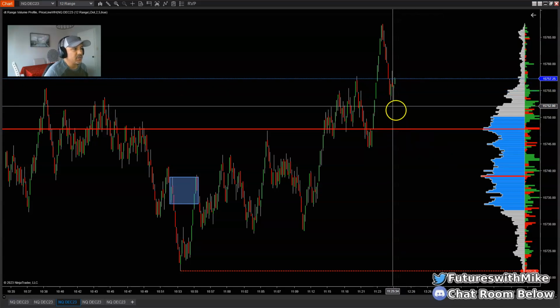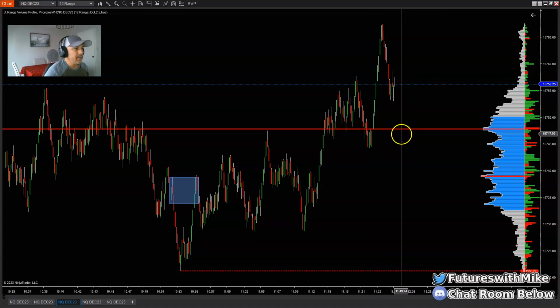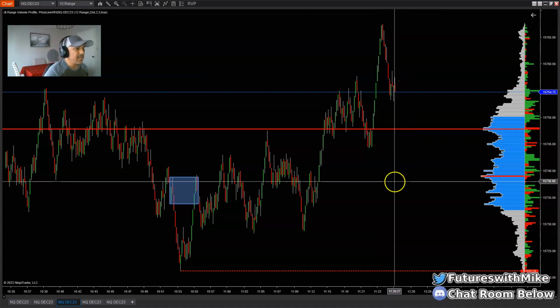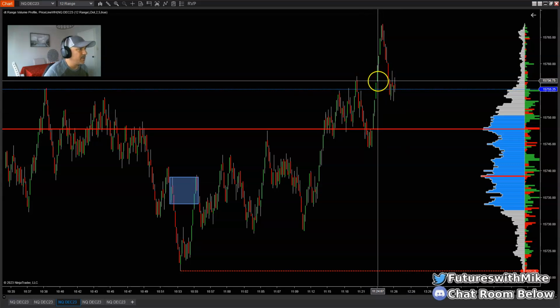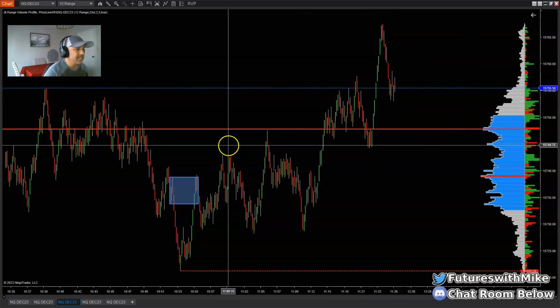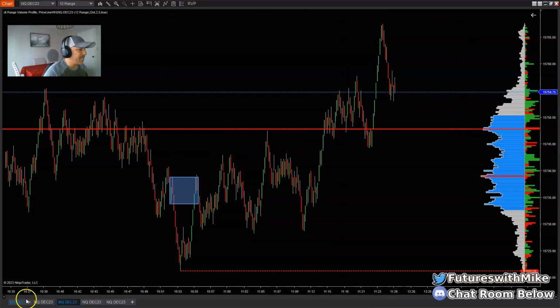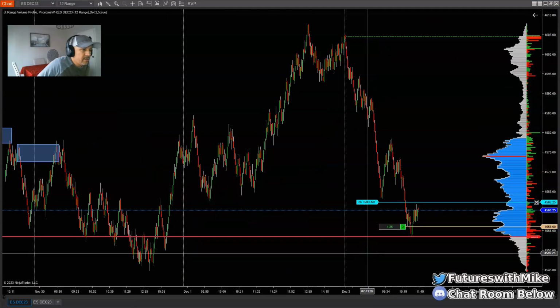I don't know what it's going to do here. This could be just a bounce. It may not even come down to this demand zone. This could be a bounce right here, support, and then blast higher, as it did right here. Support, blast higher. Okay, back over here on the ES right now.